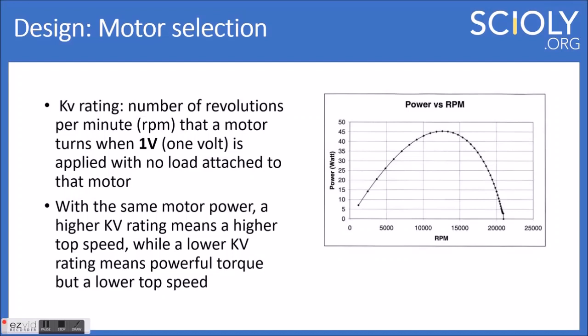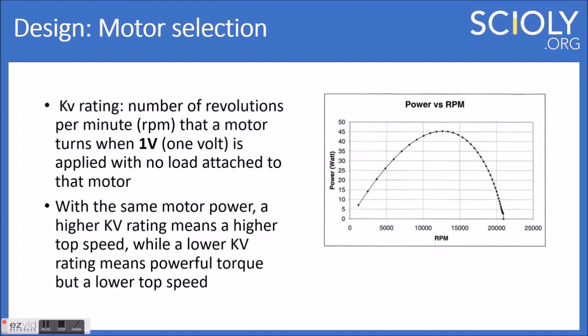So KV ratings, those are very common when you're looking at brushless motors. I'm not so sure about brushed motors though. It's telling you the number of revolutions per minute that a motor will turn at 1 volt, but that's with no load applied. So you have to be careful when you're looking at RPMs because those are usually given at no load. They don't use a dynamometer, which measures RPM and efficiency with varying resistance.